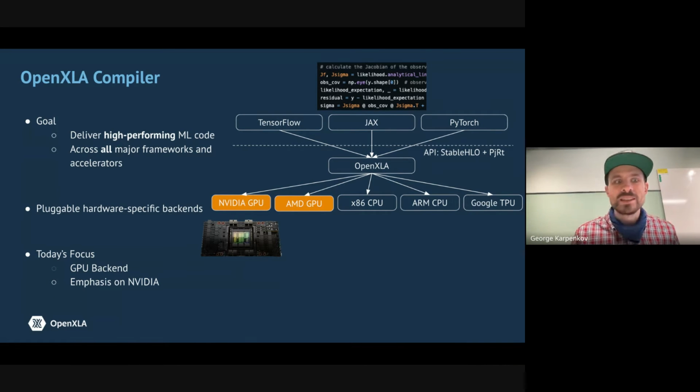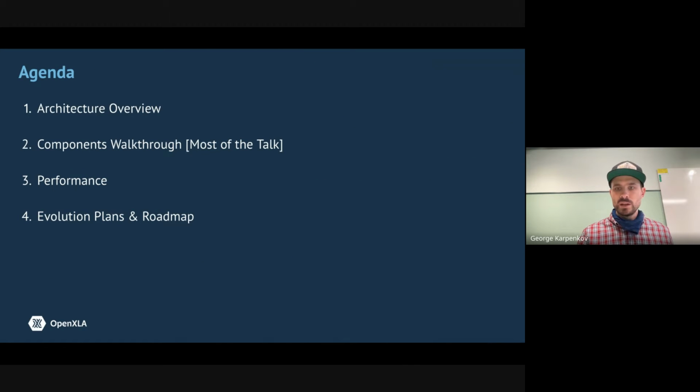Okay, so this talk is about XLA GPU with primary emphasis on NVIDIA GPUs, because that's what we are focused on optimizing right now. I guess you've had a lot of talks about XLA by now, but basically you have lots of frameworks which allow you to write NumPy-like code. You have StableHLO and PJRT as the API, and then inside OpenXLA magic happens, and you can suddenly run that code at top performance on different accelerators. We'll go through different components of the compiler, and try to cover in some detail what these components are doing and what we are doing with them.